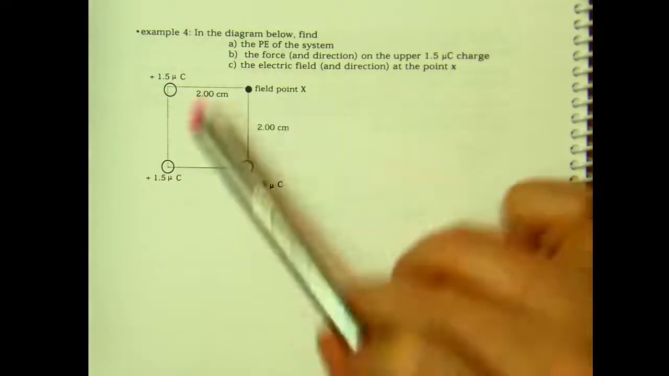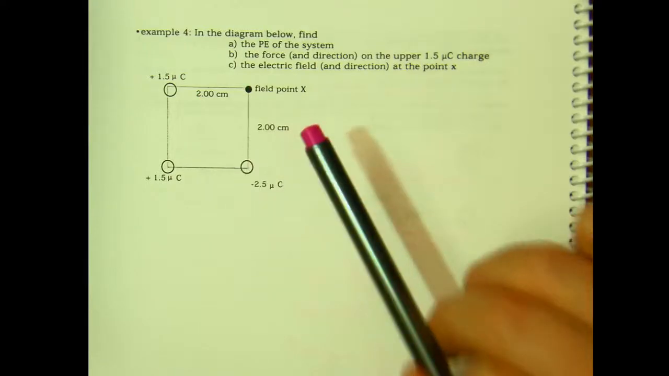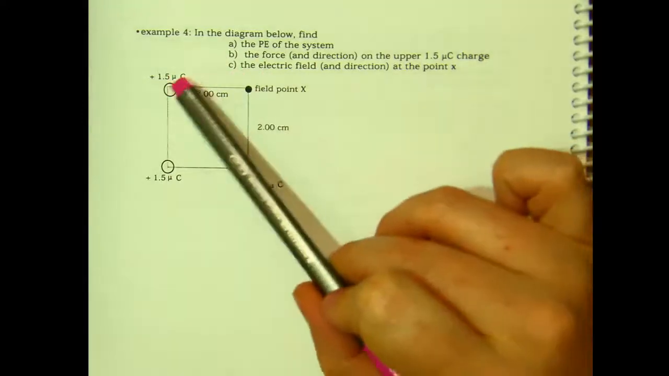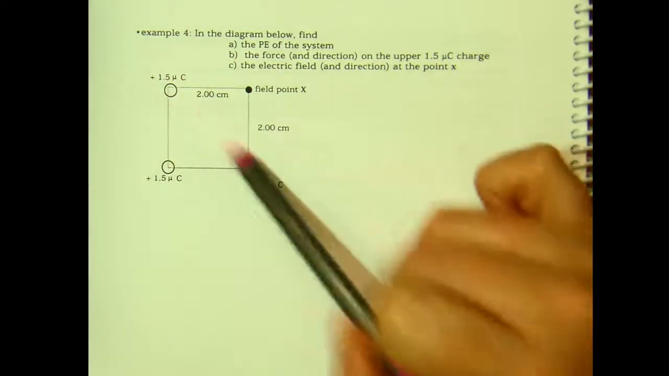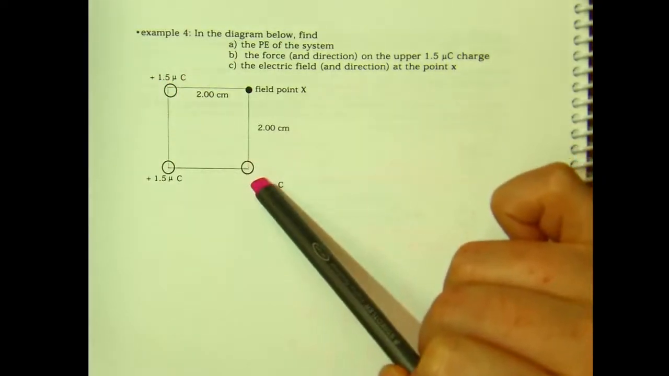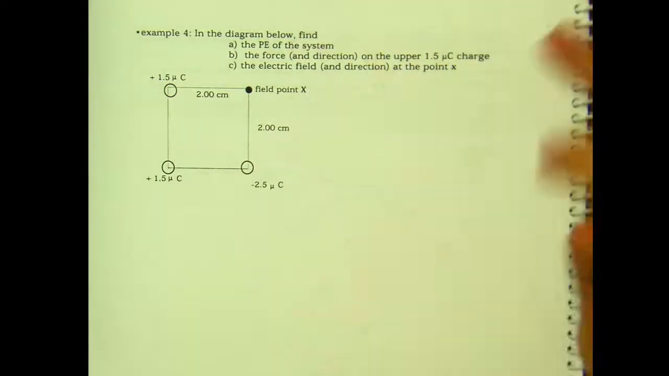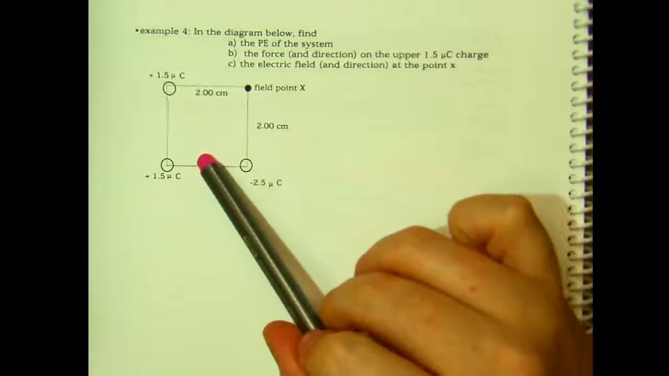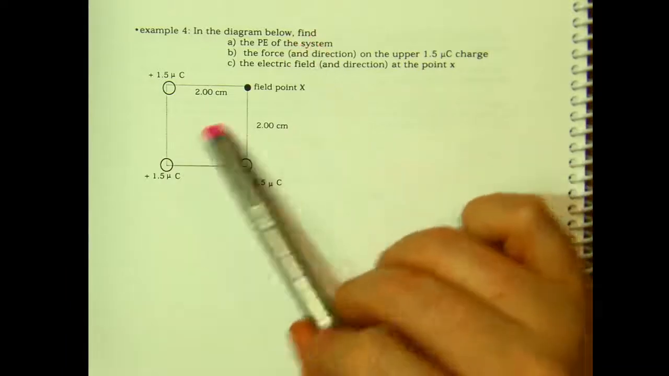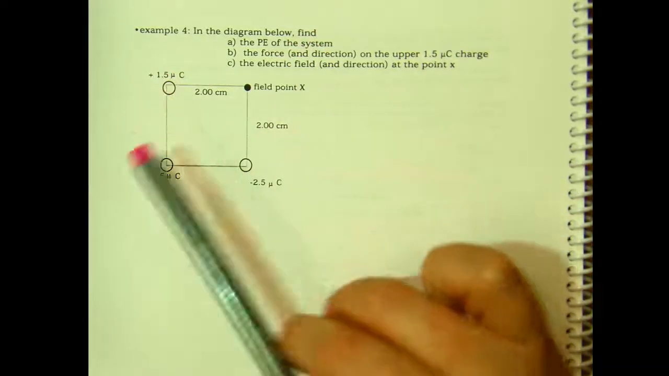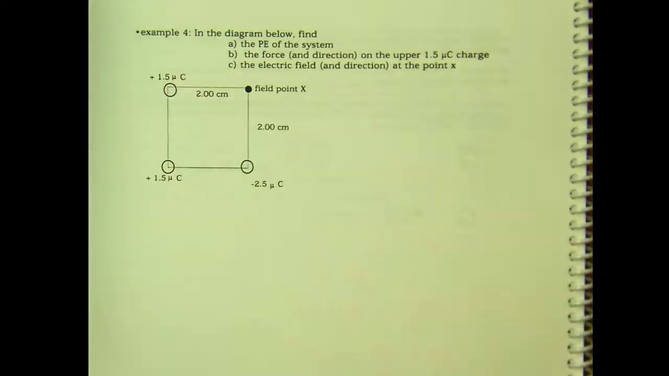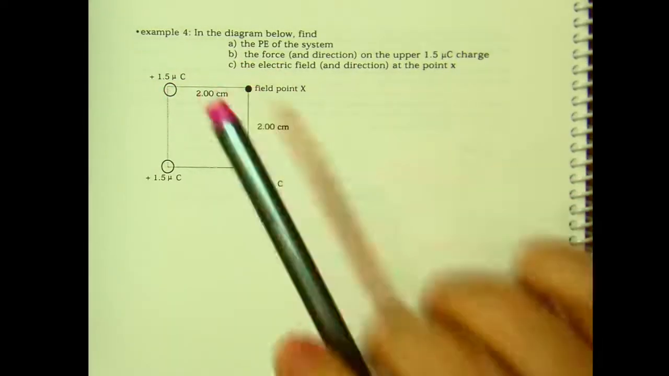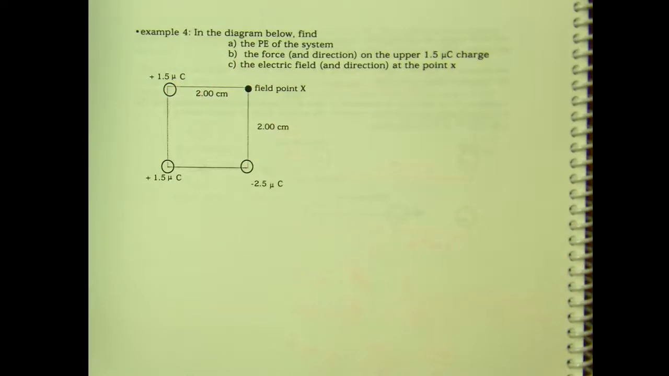We want to find the potential energy of the system, so how much energy has to go into creating this system. These two are going to be repelling, these two and these two are going to be attracting each other. So there's going to be some attraction, some repulsion. How do we build this thing is the potential energy piece. We want to find the force and the direction of that force on this guy. And we want to find the electric field and the direction of the electric field here. And so we're combining everything that we've looked at so far in these last couple lessons.